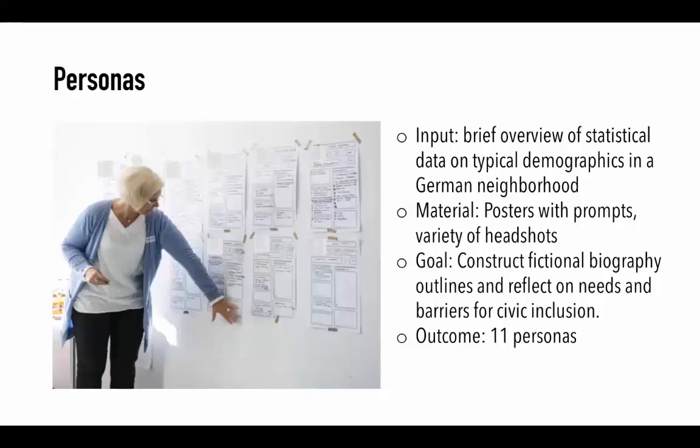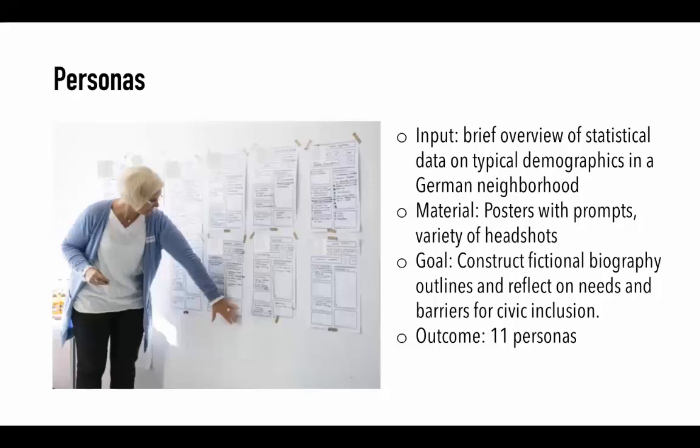And of those, so and so many will have a severe disability that impacts their mobility, etc. Then I gave them posters with different prompts and a variety of headshots to choose from. So again, the goal was to construct these fictional biography outlines and reflect on this person's needs and barriers for civic inclusion. So I asked, for instance, a little bit about where for this person does civic engagement happen and where and what are his or her barriers. And the outcome were 11 different personas.